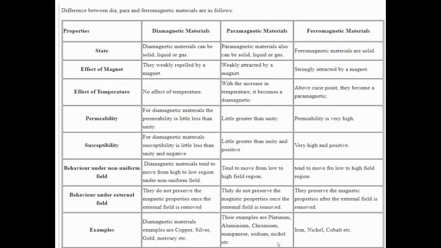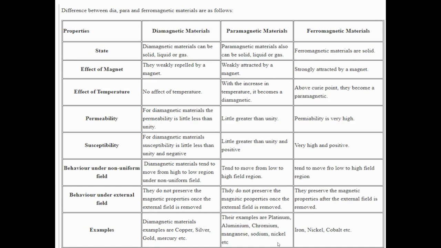On paramagnetic, if we increase temperature, it becomes diamagnetic, and in ferromagnetic materials, if we increase temperature above the Curie temperature, they become paramagnetic. Permeability for diamagnetic is a little less than unity. For paramagnetic, it is a little greater than unity, and for ferromagnetic, permeability is very high. Susceptibility: for diamagnetic materials it is less than unity and negative, for paramagnetic it is greater than unity and positive, for ferromagnetic materials it is very high and positive.